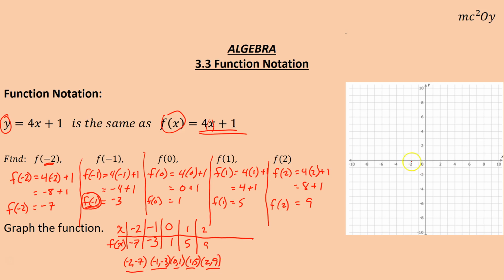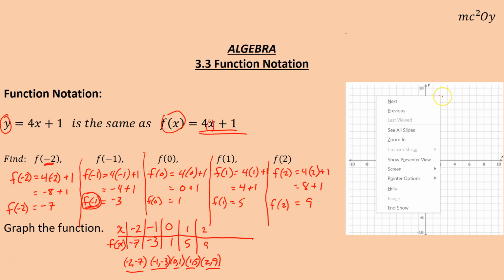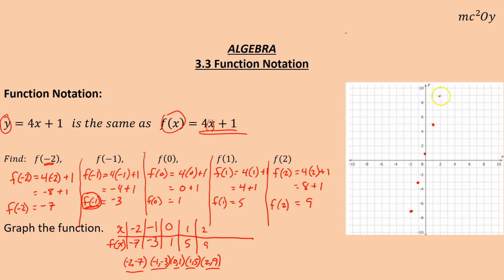Negative 2, negative 7, excuse me. And negative 1, negative 3. And 0, 1. And 1, 5. And 2, 9. And there we've got it. Okay, and then connecting those points, we end up with a line.